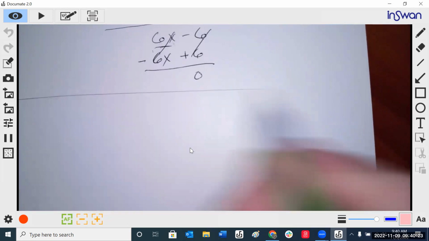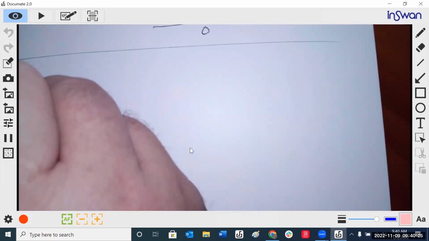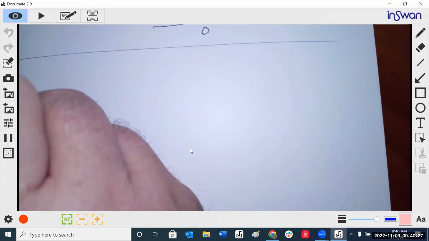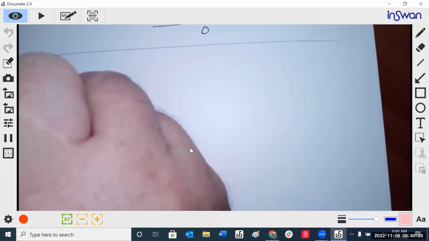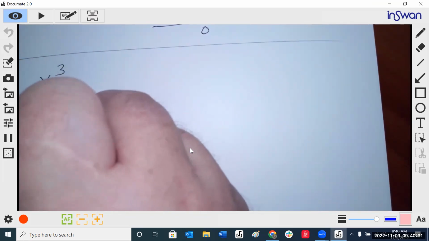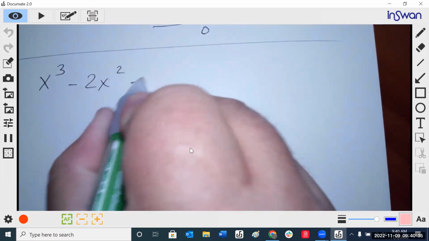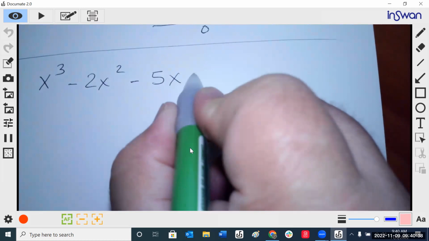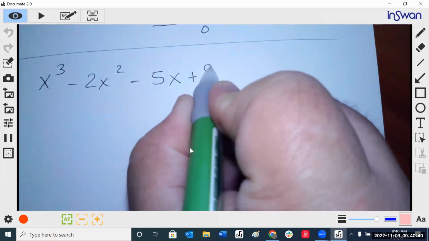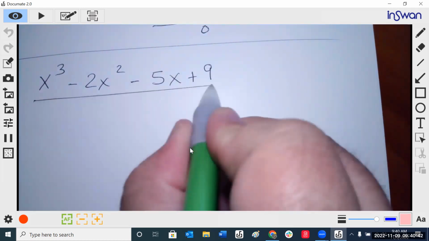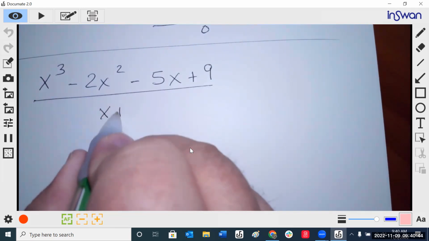Let's try another one. Which one am I going to try? X cubed minus 2x squared minus 5x plus 9 over x plus 2.